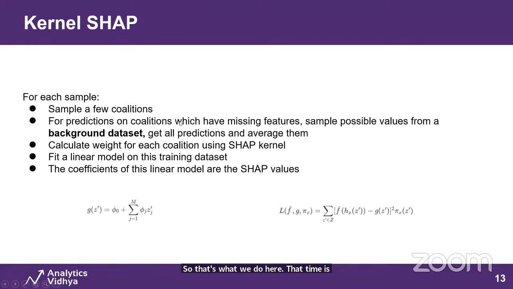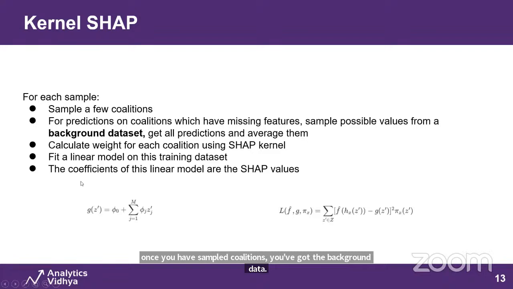So for predictions and coalitions which have missing features, sample possible values from a background dataset, which we give to the Kernel SHAP. And you get all the predictions and average them. That's how you get it for a coalition with missing features. So once you have sampled coalitions, you got the background data, you got the G of Z prime values as well. You kind of have a data set right now.